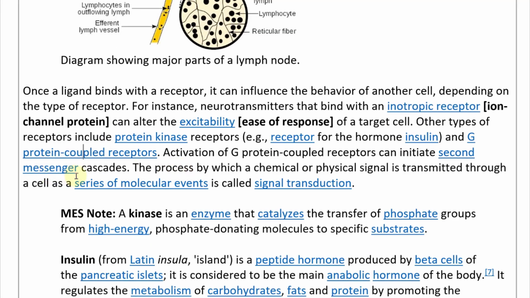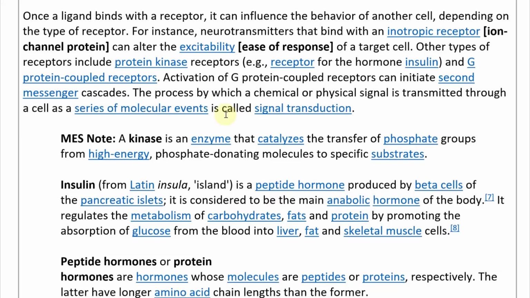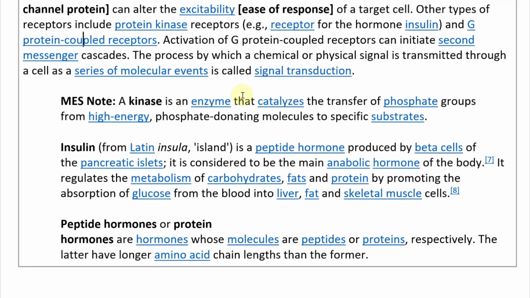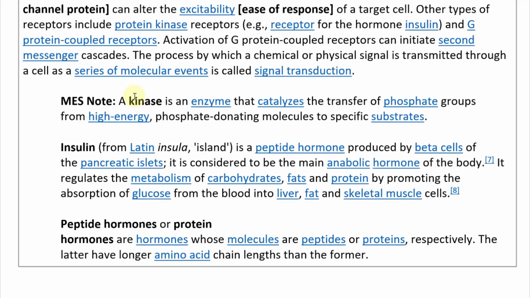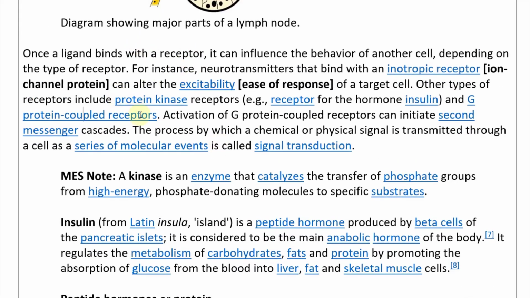And we'll go over that in a bit in the MCAT note. The process by which a chemical or physical signal is transmitted through a cell as a series of molecular events is called signal transduction. So you're going from a chemical or physical signal transmitted through a cell as a series of molecular events, reactions, or interactions. It's called signal transduction. So it's basically changing form and being transmitted. Alright, so now let's look at the MCAT note and basically dissect all these random terms.